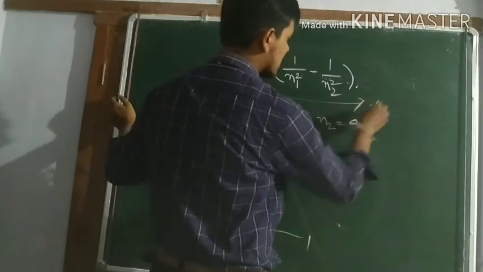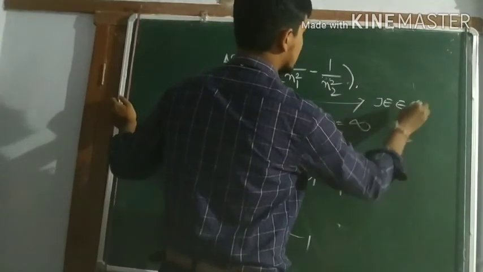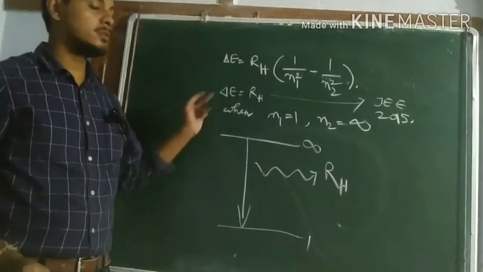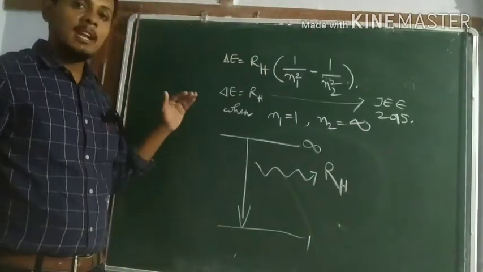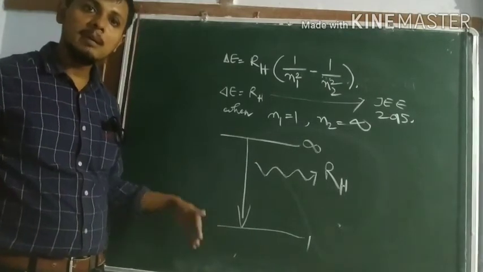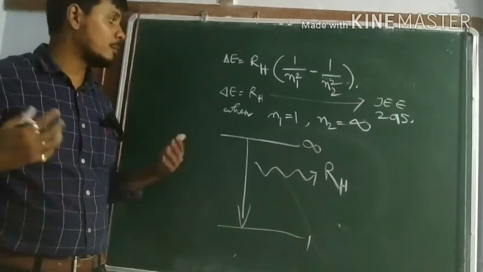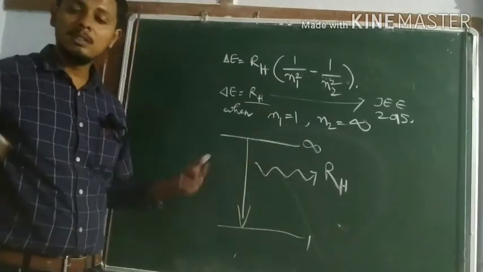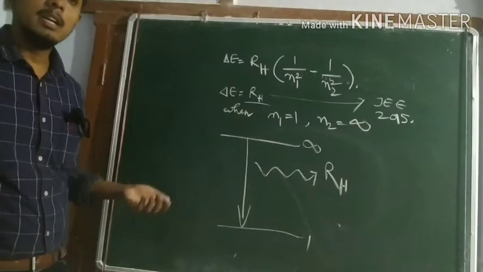So this question was asked in JEE Main 2015. When an electron moves from infinity to the first energy level, what is the amount of energy released? The amount of energy released is the Rydberg constant RH joule, or 109677 centimeter inverse.